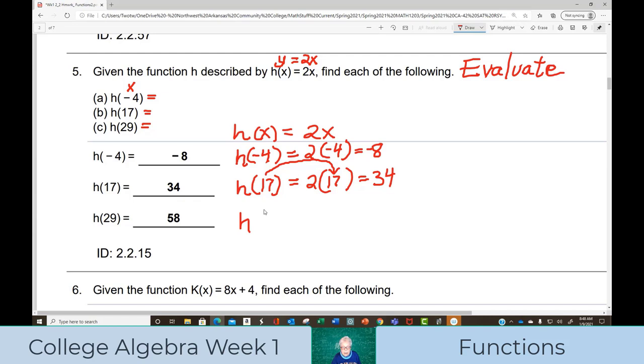Now, h of 29 is 2 times 29. And so 2 times 9 is 18, carry the one, 2 times 2 is 4, plus 1 is 5, and that's how you get 58. We have evaluated h of x for -4, for 17, and for 29. Don't you feel good?